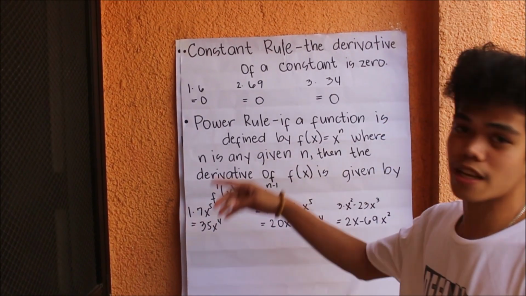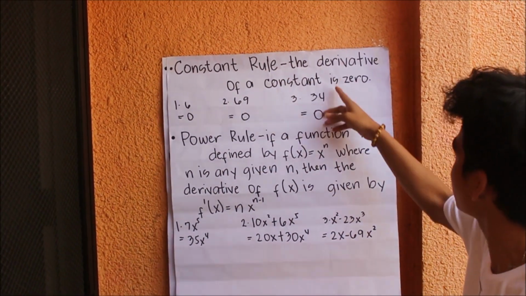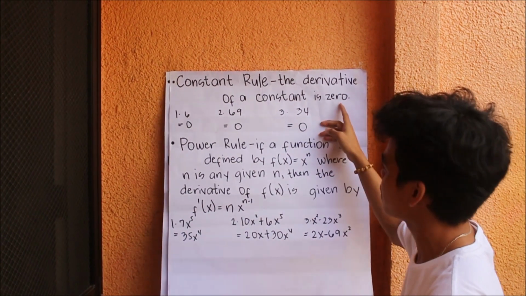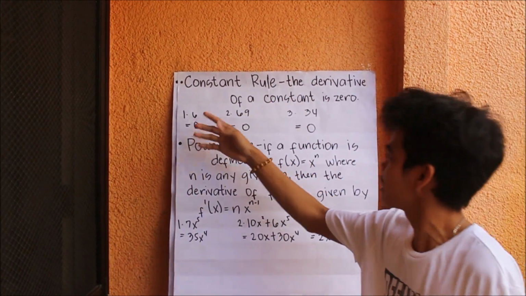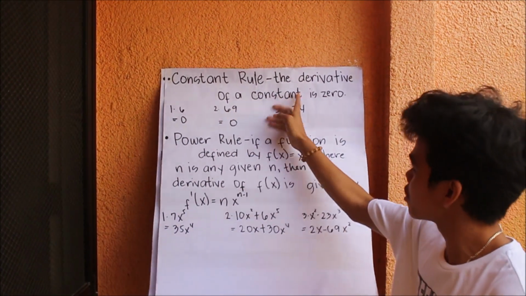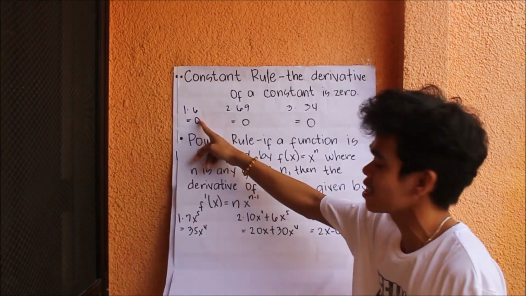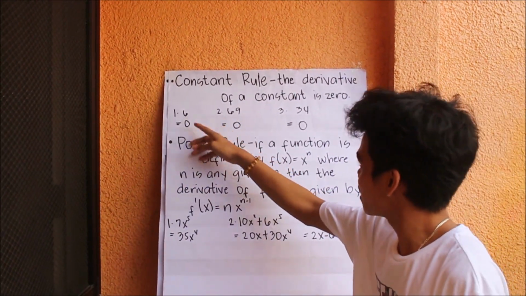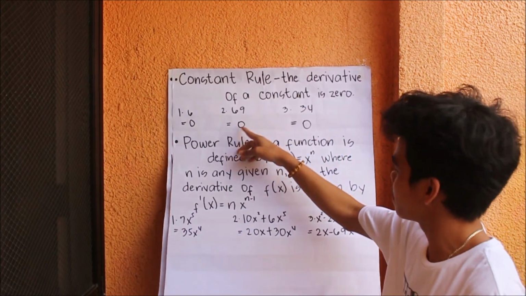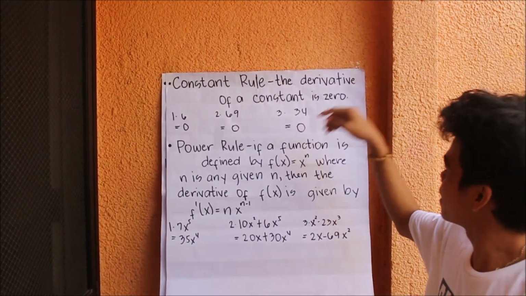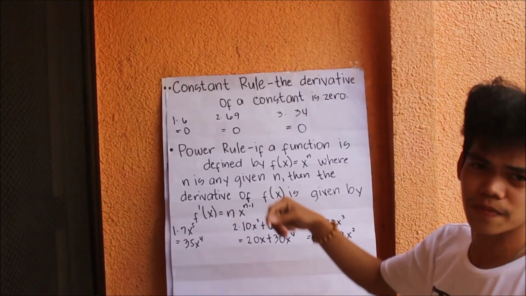So the next rule is the constant rule. The derivative of a constant is 0. We have three examples of the constant rule. The given number 1 is 6, the derivative equals 0, and 69, the derivative equals 0. 34, the derivative equals 0.